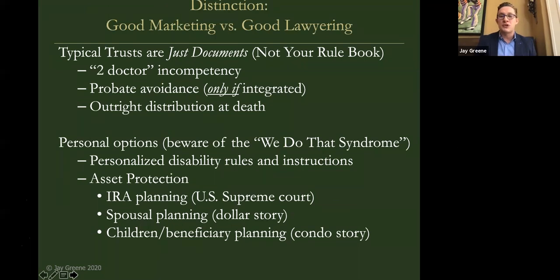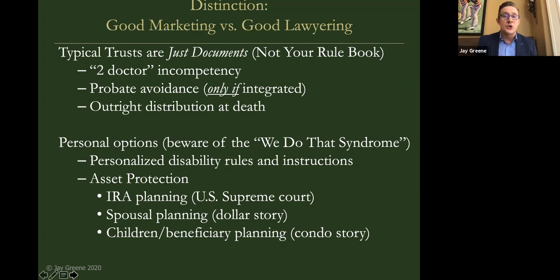So what I'm going to talk about a little bit is the distinction between good marketing and good lawyering. Good marketing might just be doing your typical trust. It's really just documents. It's not necessarily your rule book about who gets what, when they get it, how they get it, and whether they're protected. It's typically still going to require a lot of oversight by doctors, as far as successor trustees stepping up and taking action for you. The probate avoidance is only going to work if we fully integrate your plan with your life, which means we've retitled assets so that your trust is owning stuff. It's also outright distribution at death, so that may not protect your loved ones the way they might actually need protection.